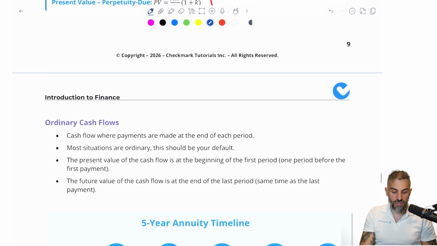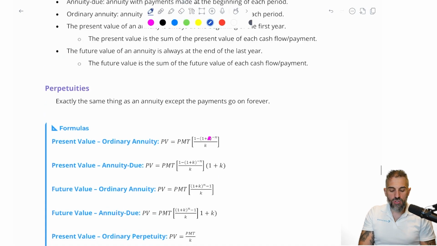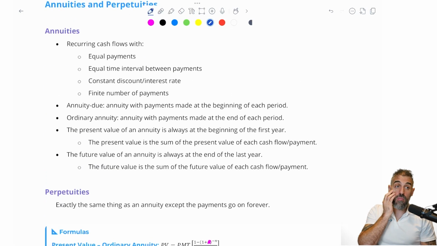So when you're reading your questions, it's going to be super important that you establish: am I dealing with an annuity? Am I dealing with a perpetuity? Is this a lump sum? Is this a growing annuity or a growing perpetuity, which we'll see in part 2 of the TVM lesson?